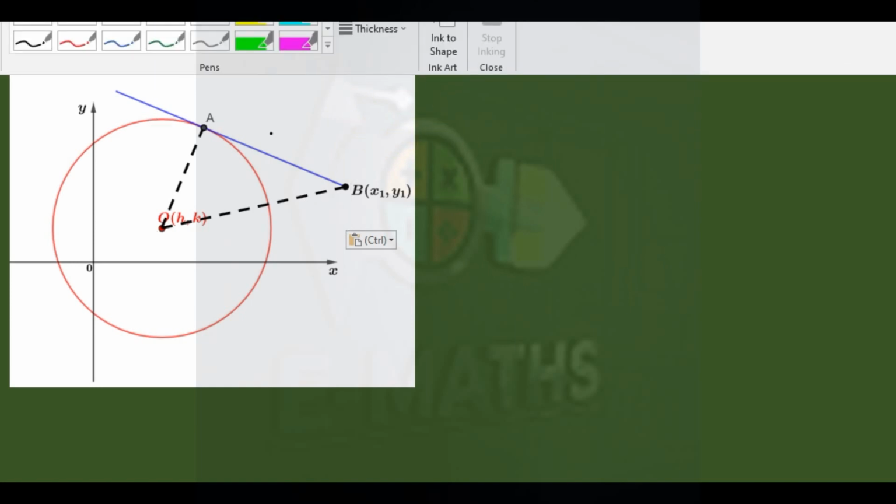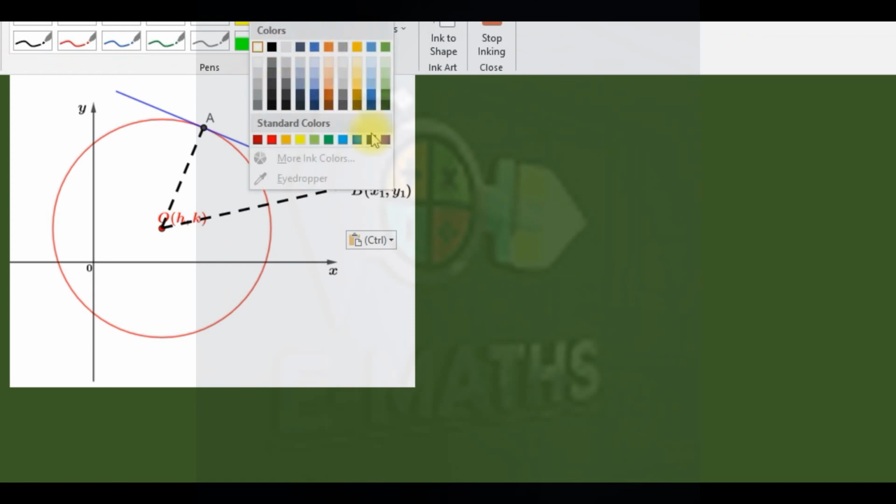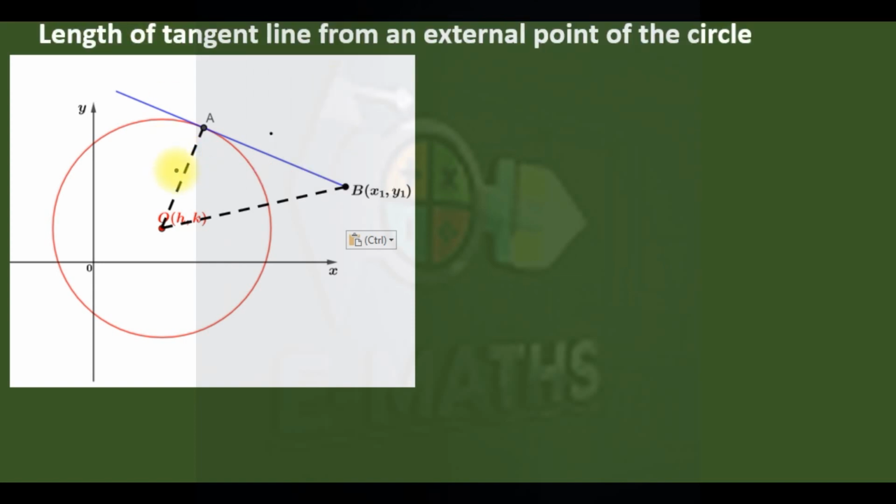Let's call OA our radius. This is the radius, and we know the radius is always perpendicular to the tangent line. So this is perpendicular to that. And let's call this D. AB, that's what we are to find.